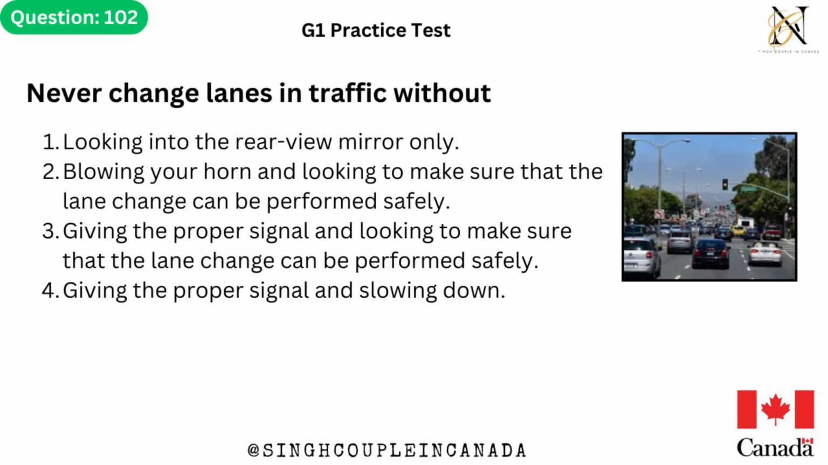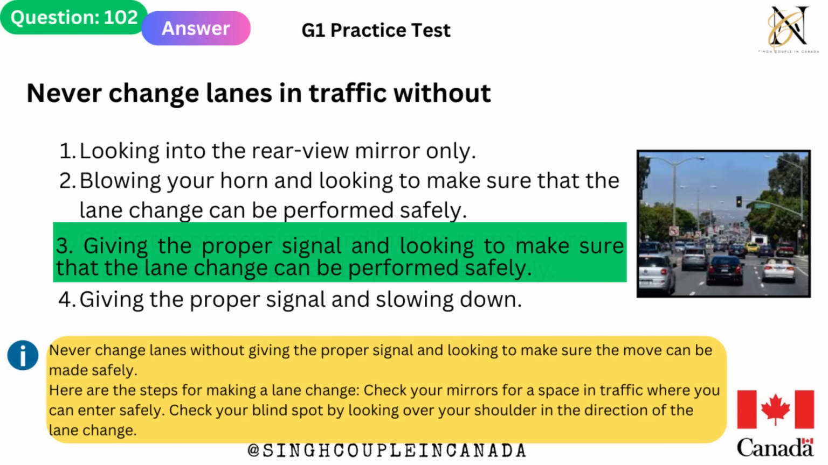Never change lanes in traffic without 1. Looking into the rearview mirror only. 2. Blowing your horn and looking to make sure that the lane change can be performed safely. 3. Giving the proper signal and looking to make sure that the lane change can be performed safely. 4. Giving the proper signal and slowing down. The answer is 3. Giving the proper signal and looking to make sure that the lane change can be performed safely. Never change lanes without giving the proper signal and looking to make sure the move can be made safely. Here are the steps for making a lane change. Check your mirrors for a space in traffic where you can enter safely. Check your blind spot by looking over your shoulder in the direction of the lane change.